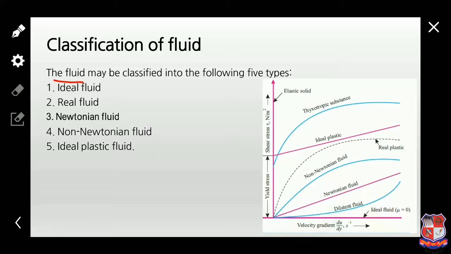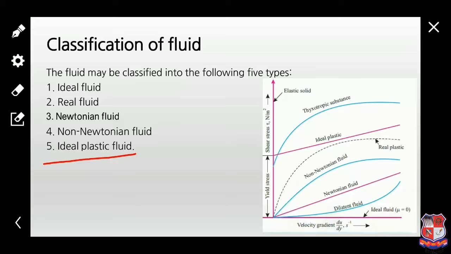The fluids are mainly classified into 5 categories. First one is the ideal fluid, second one is the real fluid, third one is the Newtonian fluid, fourth one is the non-Newtonian fluid, and fifth is the ideal plastic fluid.